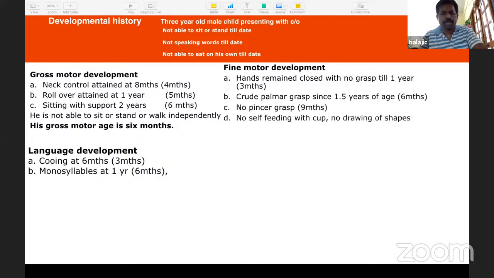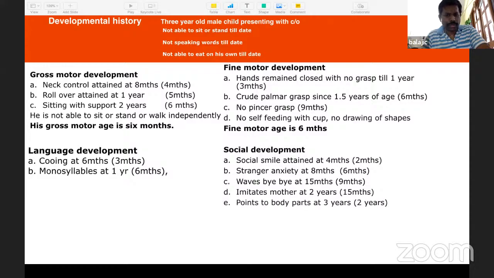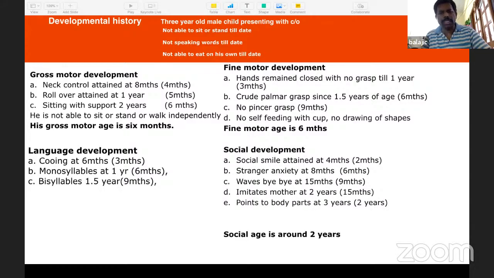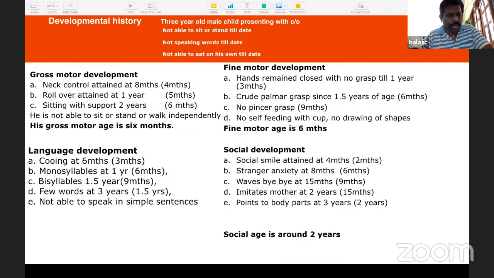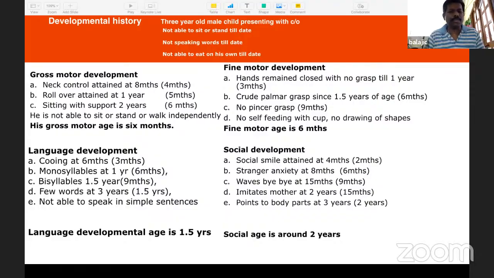Similarly, you have to talk about the fine motor. Finally, say his fine motor age is 6 months. Just like that. Social, finally, you talk, his social age is around 2 years. And language, also in a similar manner. His language developmental age is 1.5 years. So you have to tell us what is the gross motor age, what is the fine motor age, what is the social age, what is the language developmental age.